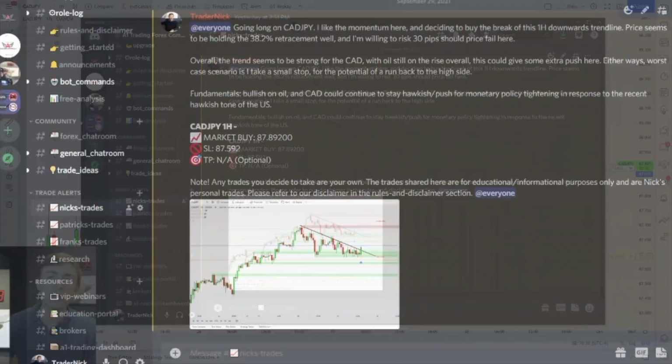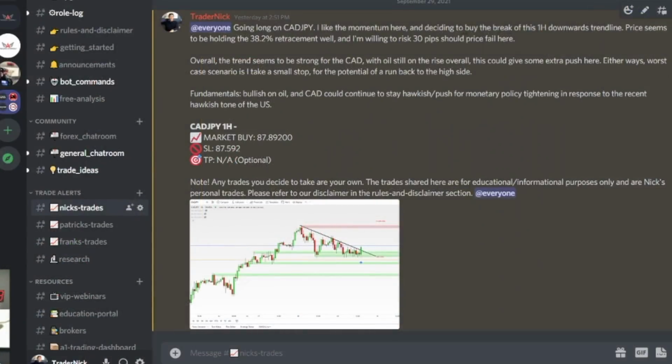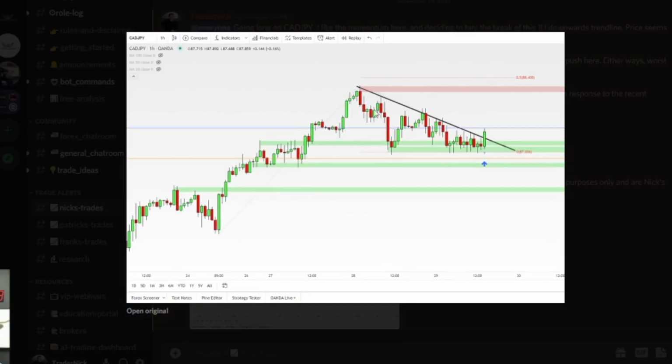So I said I'm going long on CAD yen. I like the momentum and decided to buy the break of this 1 hour downwards trend line. So here's what it looked like, by the way, at the moment. You can see it looks a lot better here. Of course, we just ended up going sideways and not going anywhere after that.